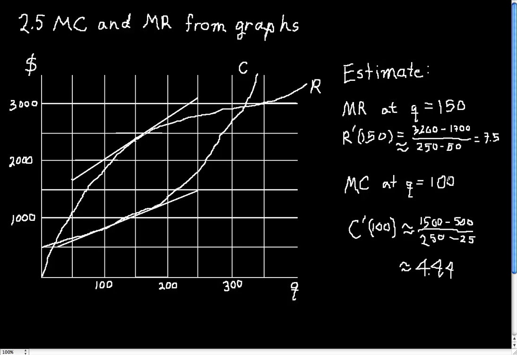And let's take a minute to note what units these are in. Well, the units on the y-axis are dollars, and the units on the horizontal axis are Q, so it's in units. So these are both in dollars per unit.